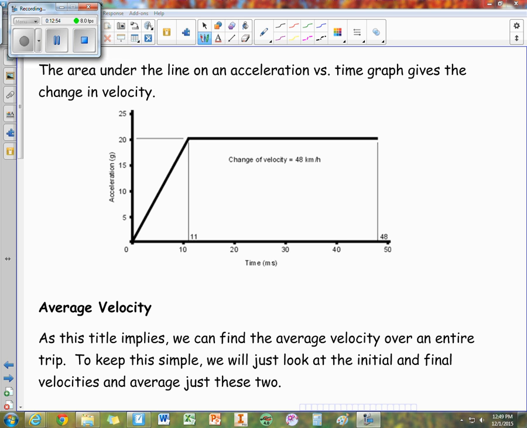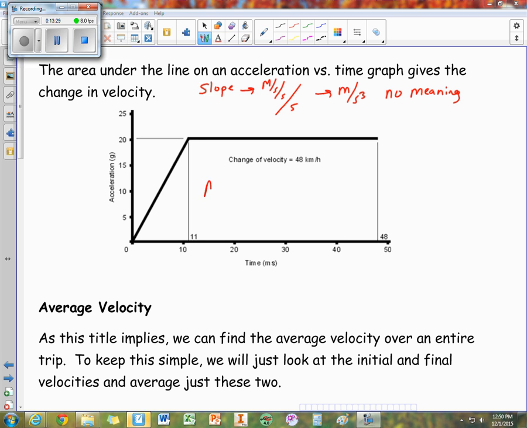All right, now here what we have is an acceleration time graph. And again, we want to look at slope and area. Okay, the slope of this line, that would be meters per second divided by second. You rise over run. That is meter per second cubed. That has no meaning. So on the acceleration graph, the slope has no meaning.